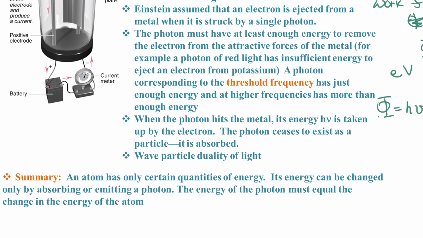Einstein explained this dependence of the photoelectric effect on frequency by assuming that an electron is ejected from a metal when it is struck by a single photon. And of course, that photon must have at least enough energy to remove the electron from the attractive forces of the metal. Remember, that electron is going to be attracted to that nucleus. It doesn't matter how many photons strike the metal if no one single photon has sufficient energy. If not one of those photons has that threshold energy, the electron will not be ejected.